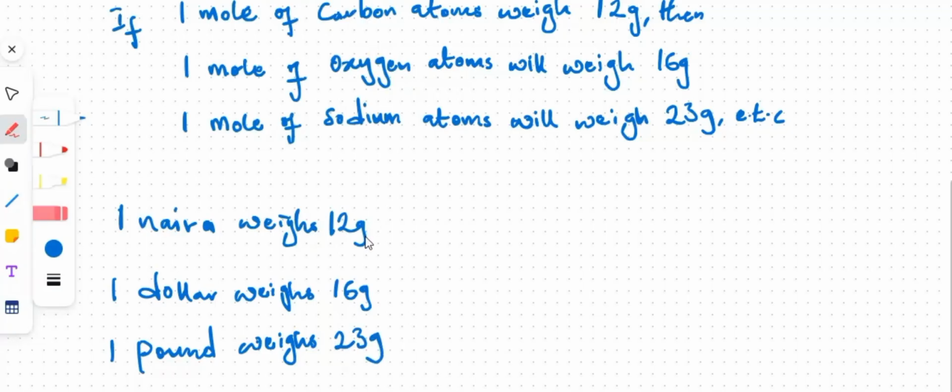So that is to say, if you want to use 1 naira to buy meat, you can only buy 12 grams of meat. If you use $1, you can buy 16 grams of meat. If you use £1, you can buy 23 grams of meat. You get the idea? But this is not where I want to get to. 1 naira weighs 12 grams, but contains how many kobo? 100 kobo. So 1 naira weighs 12 grams and contains 100 kobo.